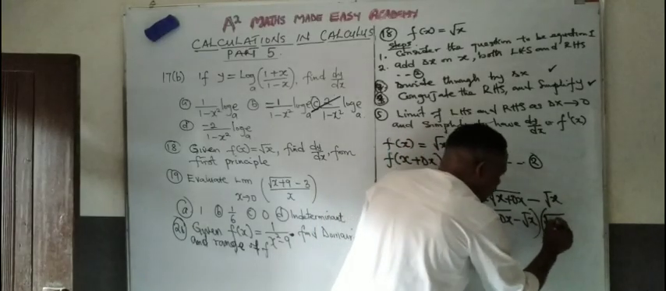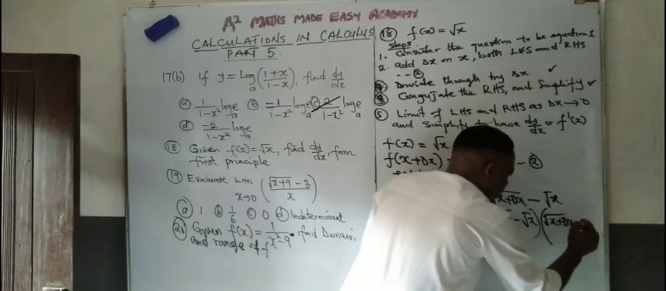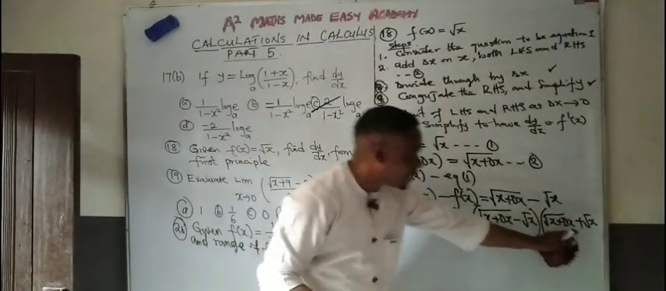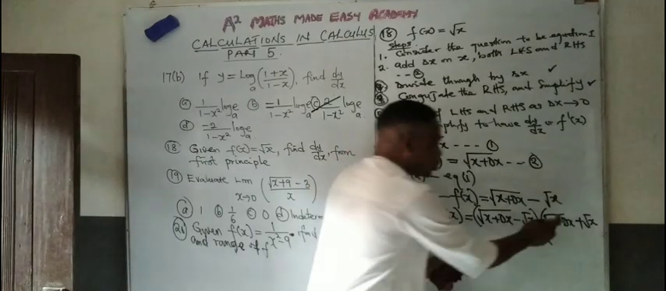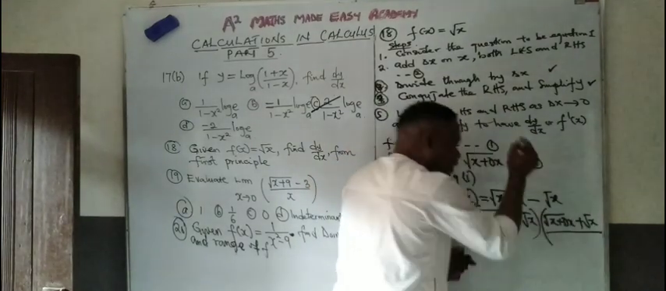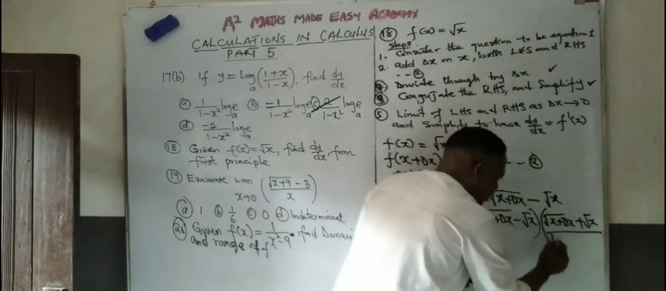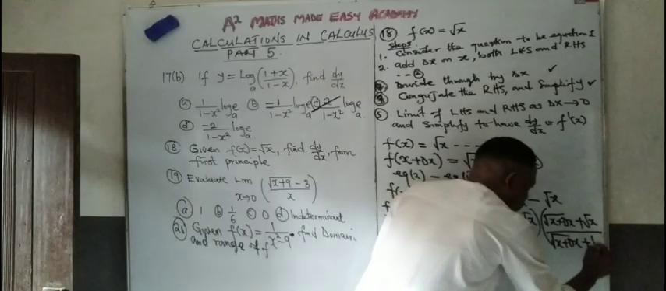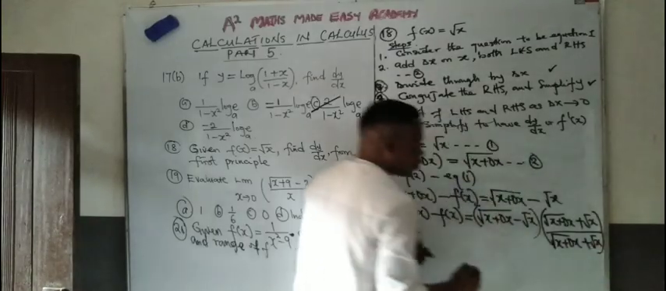Square root of x plus dx minus square root of x. The conjugate is plus. What you do to the numerator, equally do to the denominator. I will now say square root of x plus dx, the x again, then plus square root of x. Close the bracket.